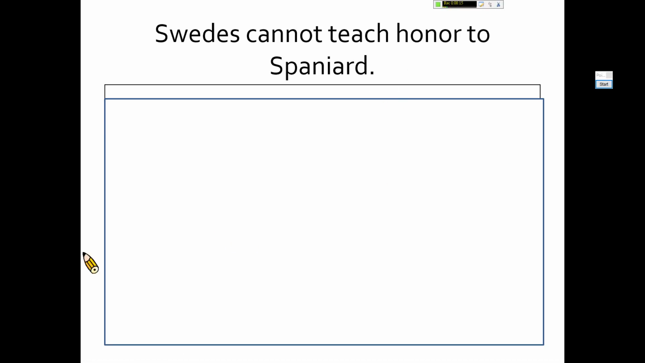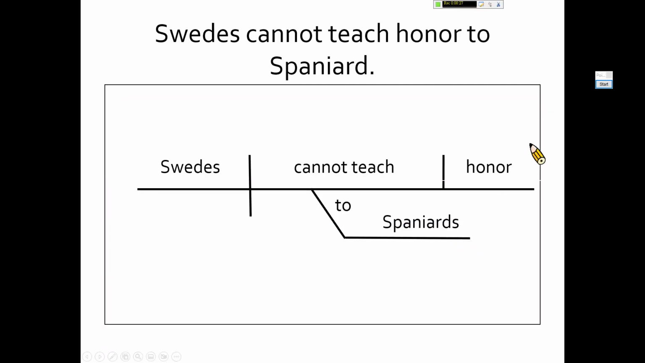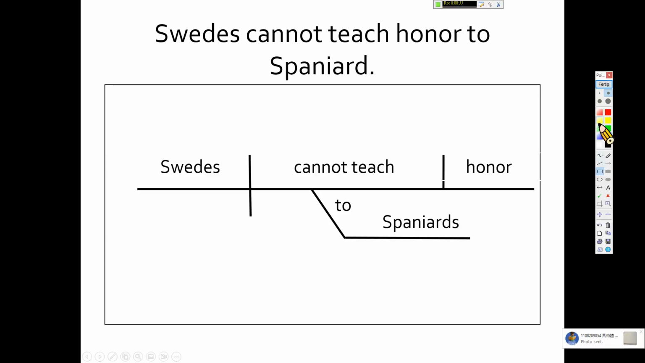Okay, so let's take a look. Swedes cannot teach honors to Spaniards. I'm sorry, my bad. Okay, so here, let's look at here. Swedes cannot teach. At first, we need to always put the main line and the vertical line first.